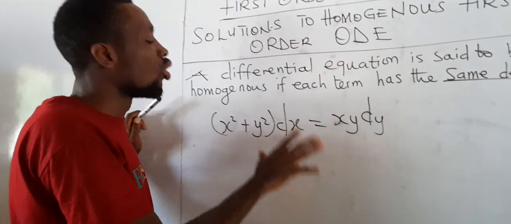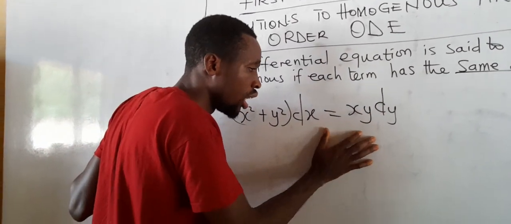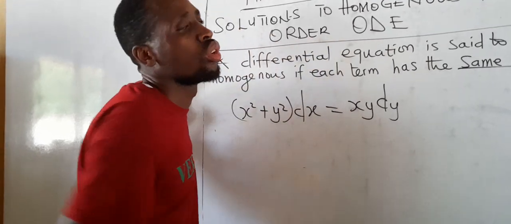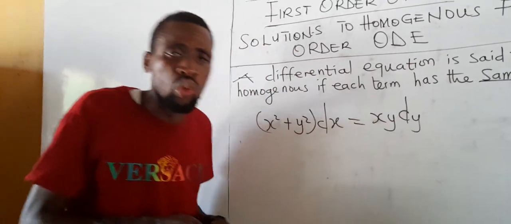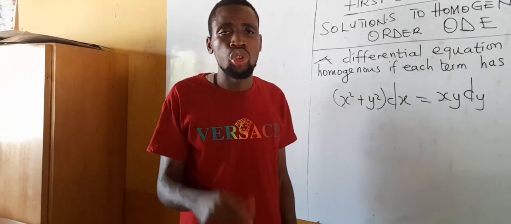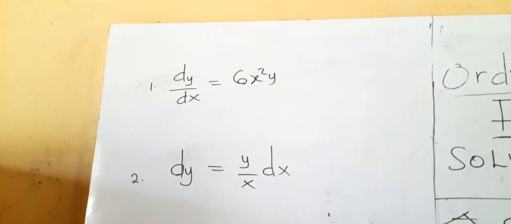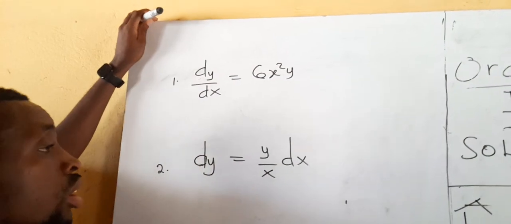Then automatically, no one should tell you that this ordinary differential equation is homogeneous. So I hope you can identify it in a quick way. If you are able to identify it, then we'll come to the solution, how to solve it. Now, before we start things off, I want to explain something.